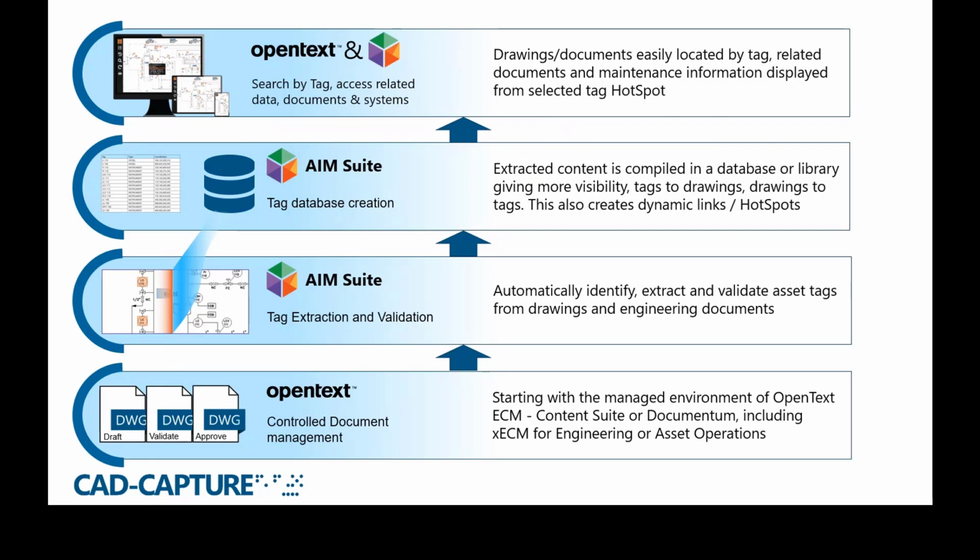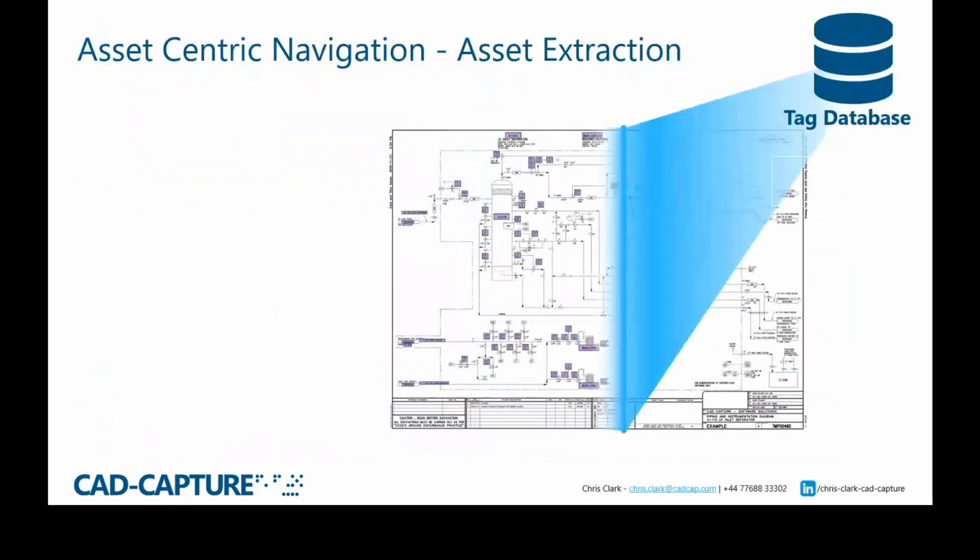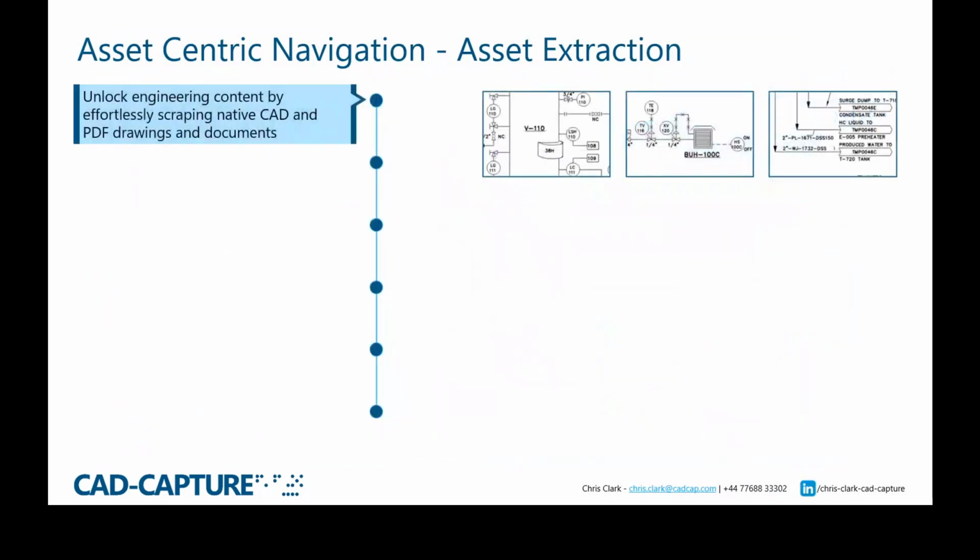This then means that an end user is able to access tag-related documents and information directly from the tag itself via automatic hotspots. I'll now talk you through just a quick summary of both of those capabilities, the extraction of the tags and then the CAD hotspots, before going into a more detailed overview. So beginning with the tag extraction, this solution automatically unlocks the content from within your drawings and searchable PDFs, giving you greater visibility of your valuable asset information.